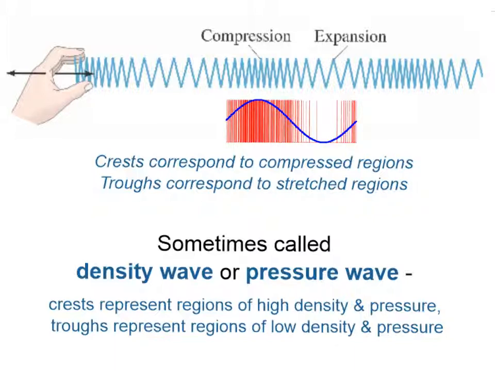We can represent that also by a sine curve, and when we do that, if we represent a compressional wave, or a longitudinal wave, sometimes they're called compressional waves, by a sine curve, then the crests correspond to these compressed regions where there's much more density, and the troughs here correspond to these stretched regions. Sometimes these are called compressional waves or pressure waves or density waves for that very reason, because the crests represent the regions of high density and pressure, and the troughs represent regions of low density and low pressure.